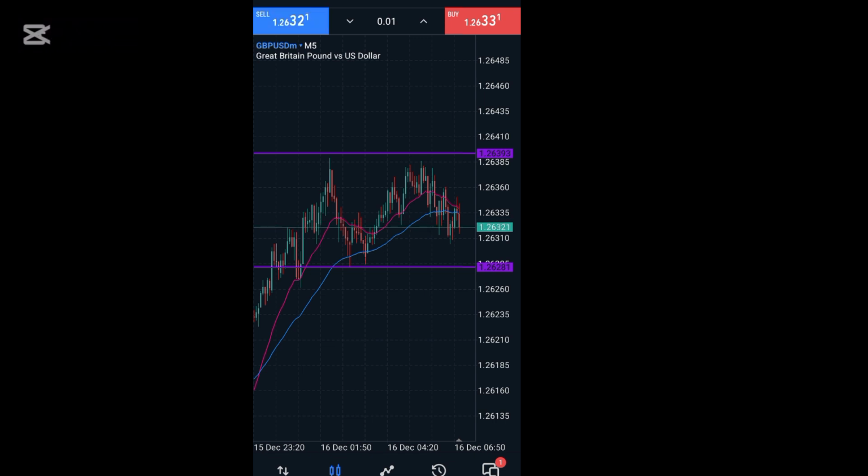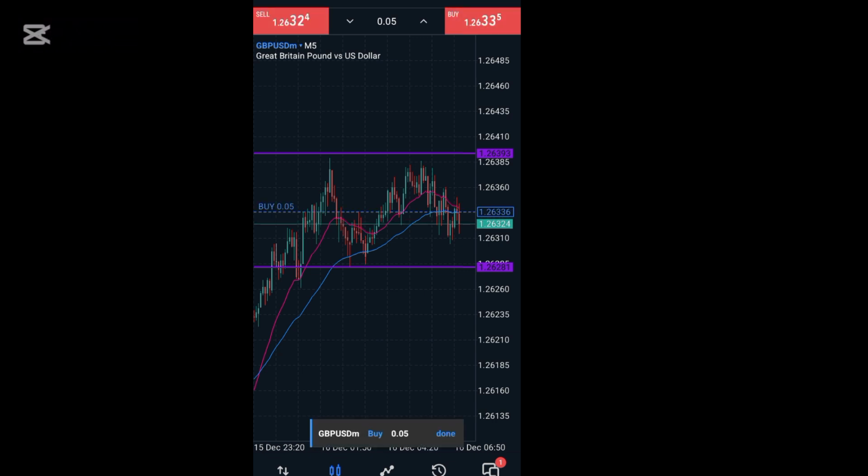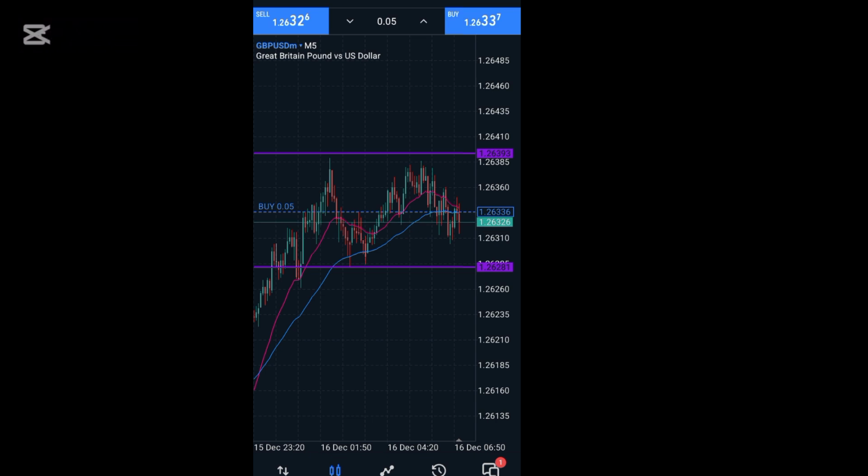I have a $15 account. So with a $15 account, I am using a 0.05 lot, risking about $5 or so. I am also going to be putting about 2 positions so that I'm risking around $10. Okay. So I put in my first trade, and then I am going to put in a second trade.